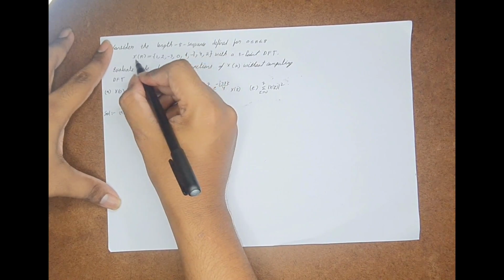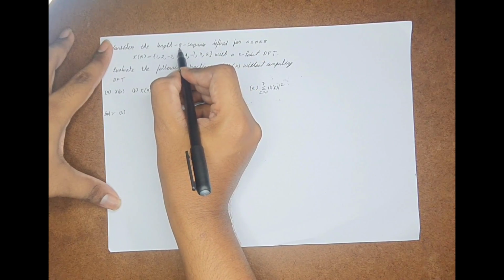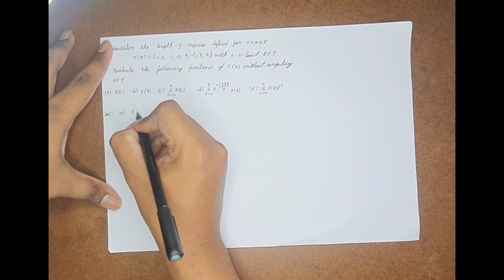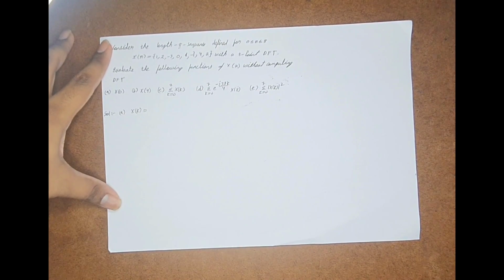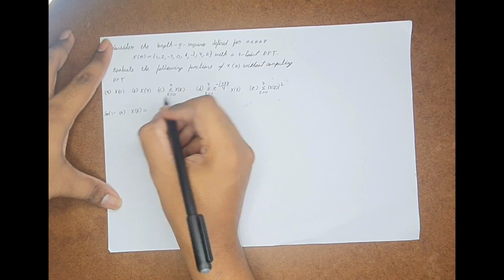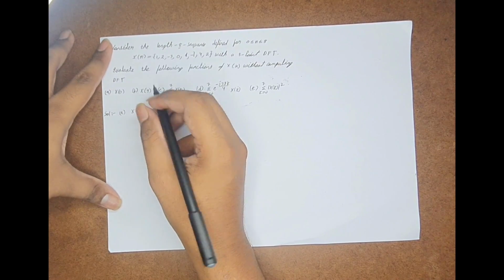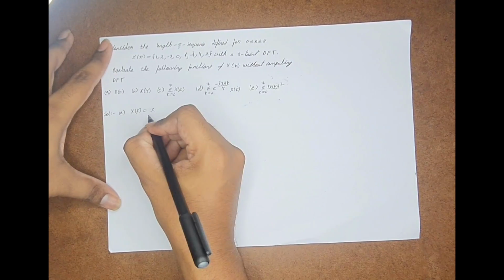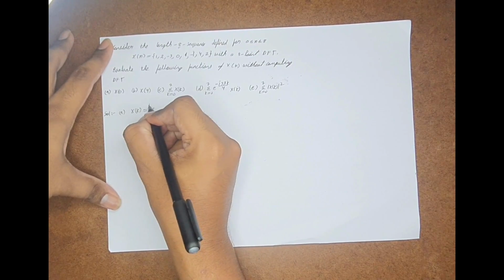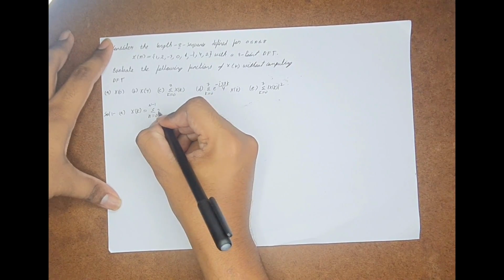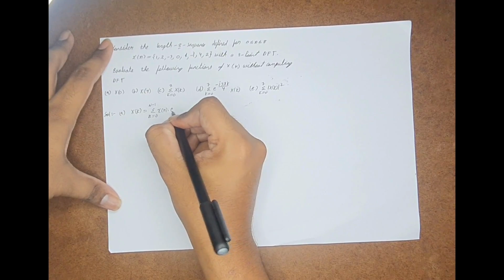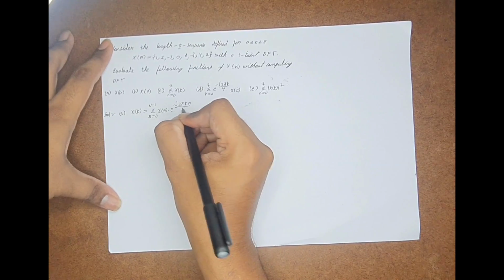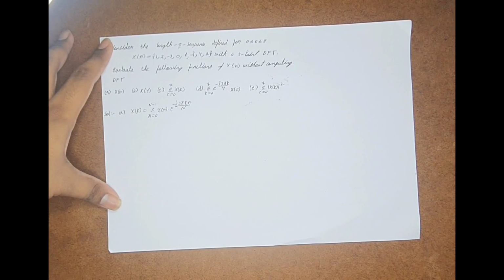How do we get it? We are given x of n, and we are given that it is a length 8 sequence, so capital N is 8. Therefore the DFT of x of n, that is X of k, is given as the sum over small n from 0 to capital N minus 1 of x of n into e power minus j 2 pi k n by capital N. This is the DFT formula, right?